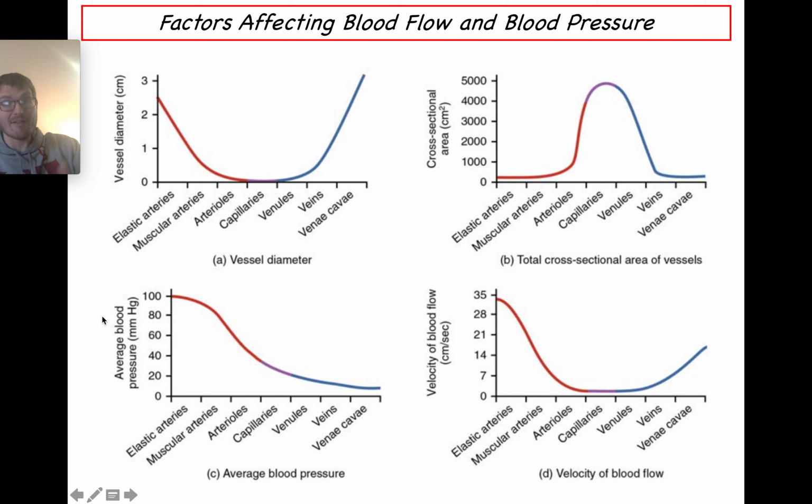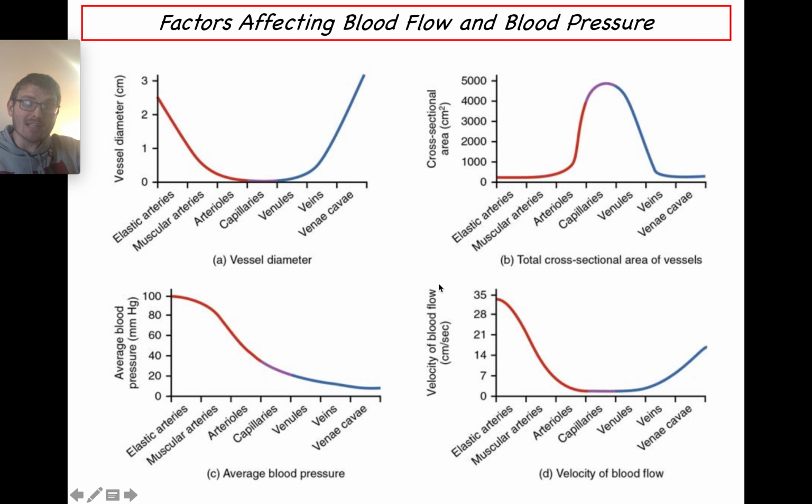Average blood pressure, obviously this is something that we have extensively discussed. Arteries are going to have the highest pressure, and then as you make your way chronologically through the circulation, the pressure gets lower and lower and lower, and we understand exactly why it has to be that way.